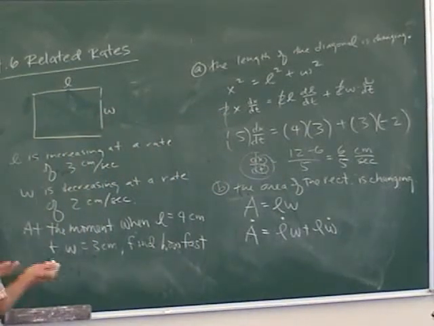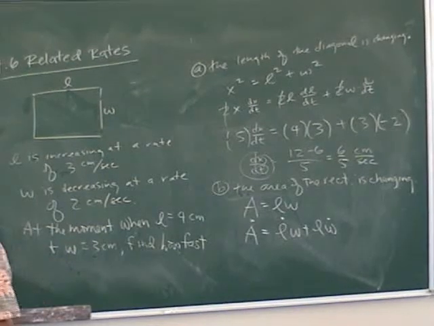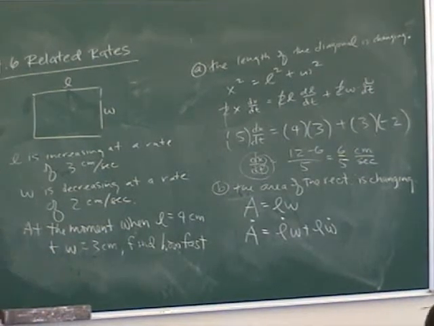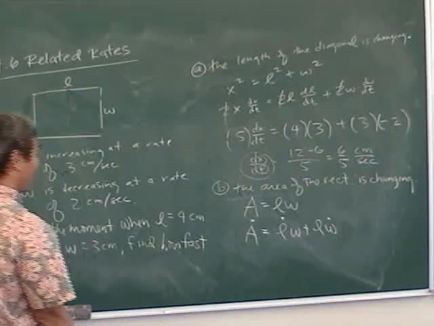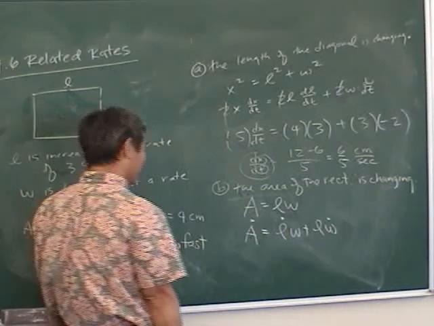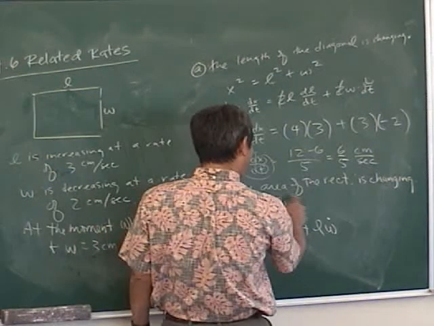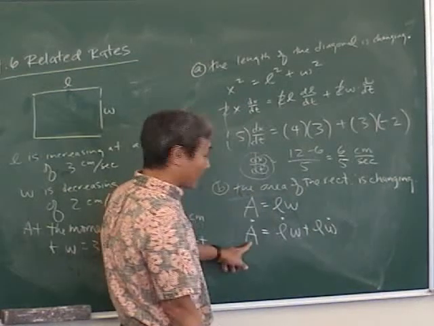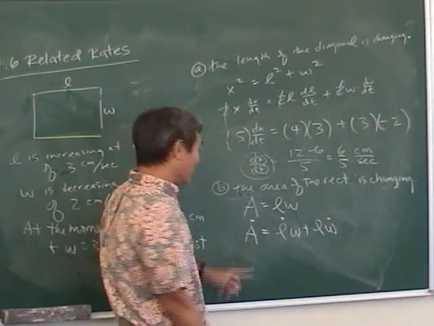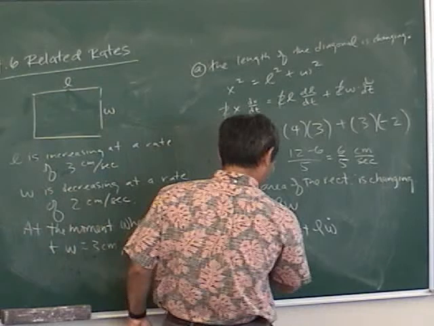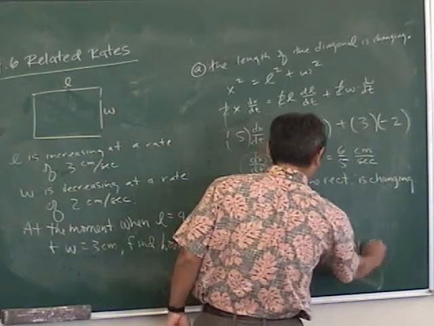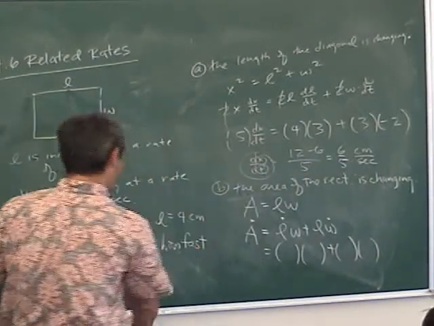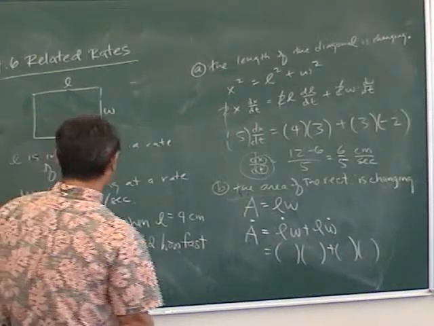If it's a product, you use the product rule. If it's a quotient, you use the quotient rule. If it's a power, use the power rule. All the rules remain the same. So if I want to find how fast the area of the rectangle is changing, that means I want to compute dA/dt, right? That means I have to know what these numbers are, but all of these numbers were given in the original problem. What is L dot?